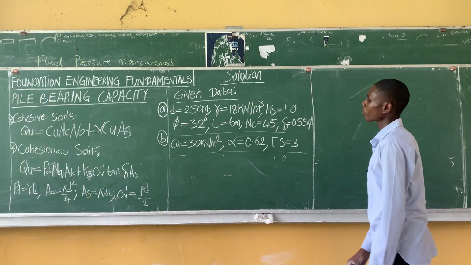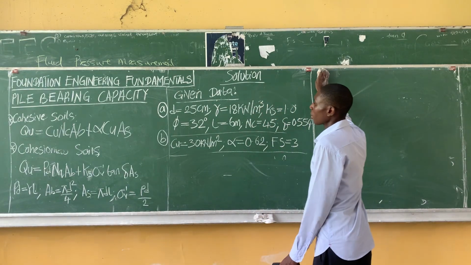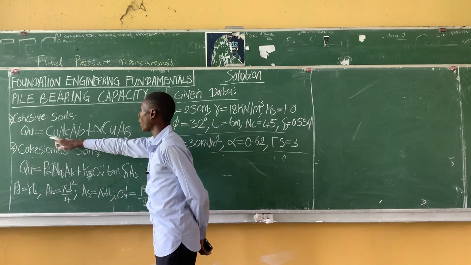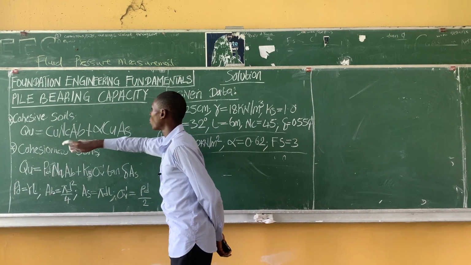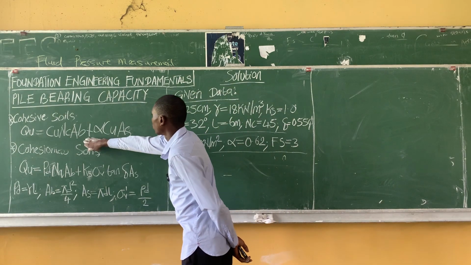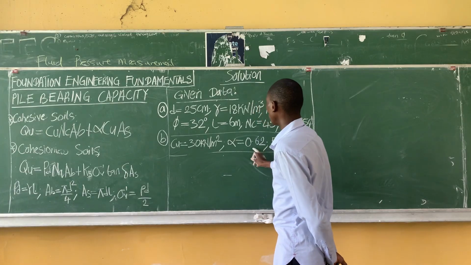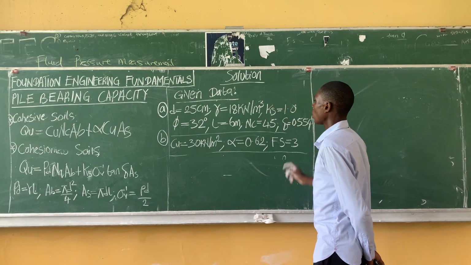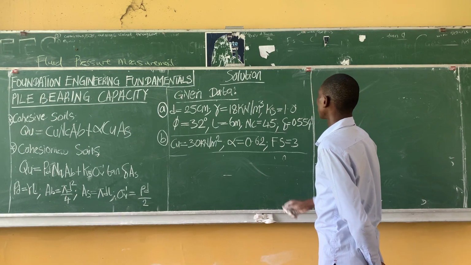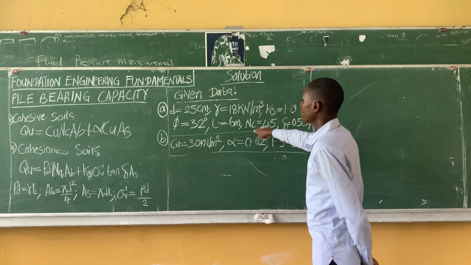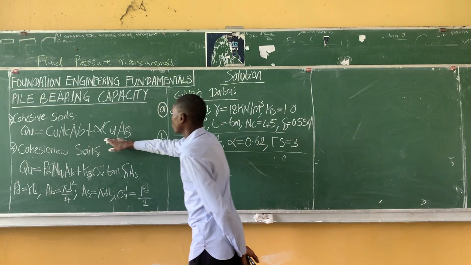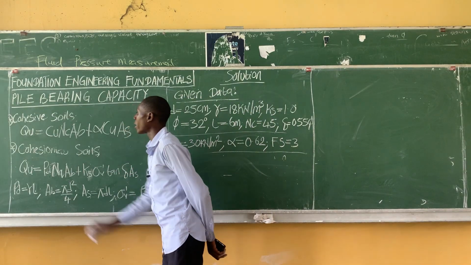Okay, now, so what's the first thing we determine? The first thing we determine is our ultimate bearing capacity. So from the given expression, we have CU. We have calculated our AB. We are given our addition factor, which is alpha, to be 0.62. We have our factor of safety, and we are also given our NC to be 45 from the first problem. So our next step, since we have all these parameters, is to compute the ultimate bearing capacity.